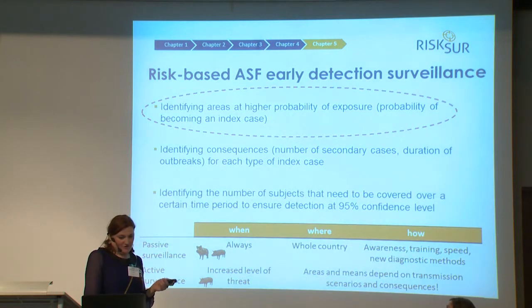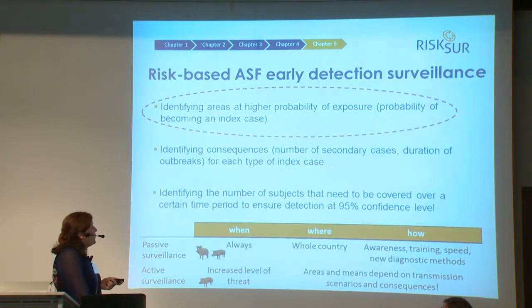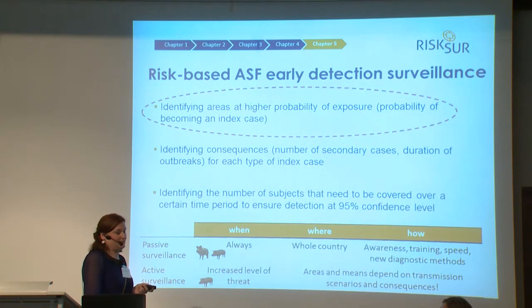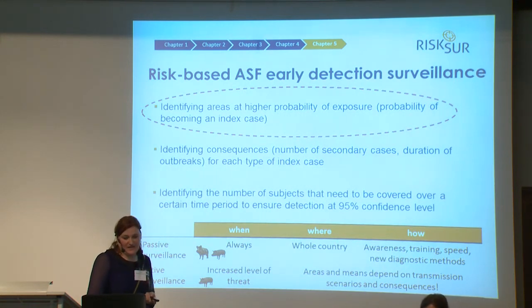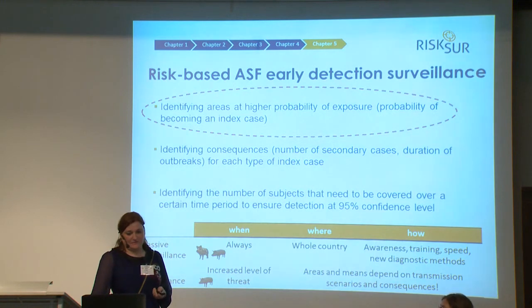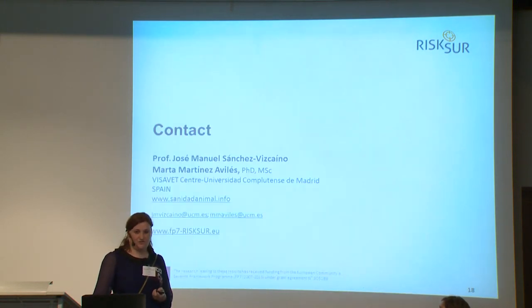So for this talk, I would have loved to go more in depth about how to do this ASF surveillance, but actually we have recognized that in identifying areas at higher probability of exposure and the probability of becoming an index case, there is still a lot of work to be done or to be standardized across the European Union. So we have to work on stopping the discussion about whether we perform passive or active surveillance and actually get to the rest of the steps to achieve this risk-based ASF early detection surveillance. Thank you.